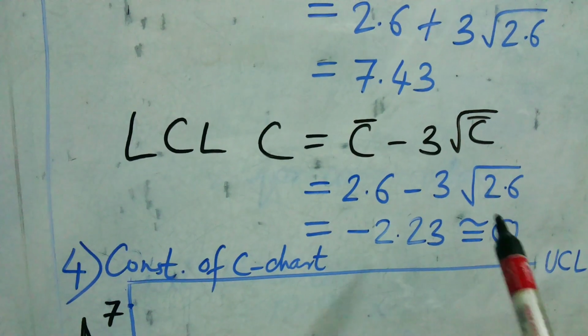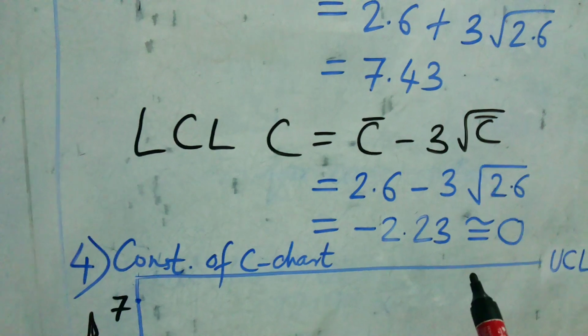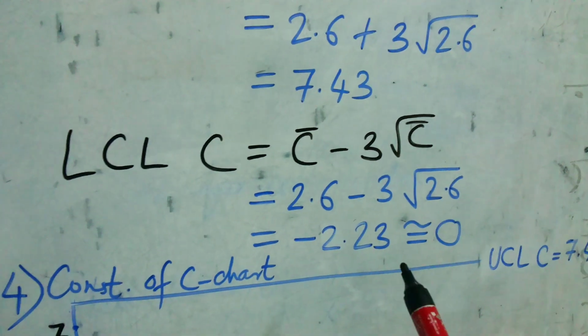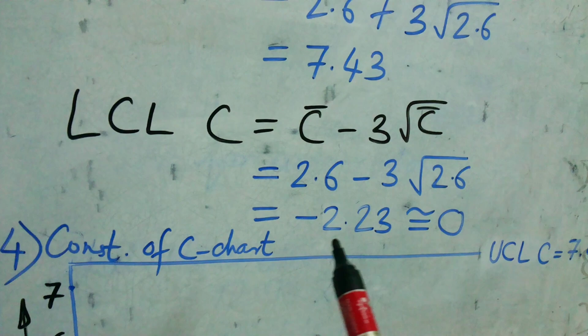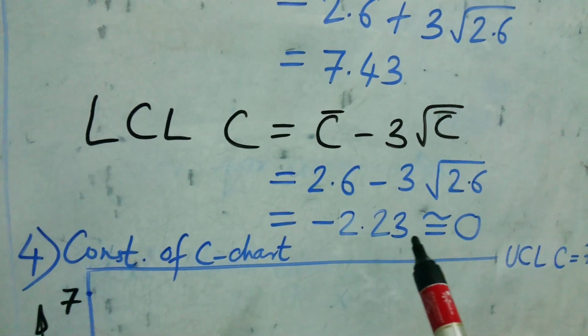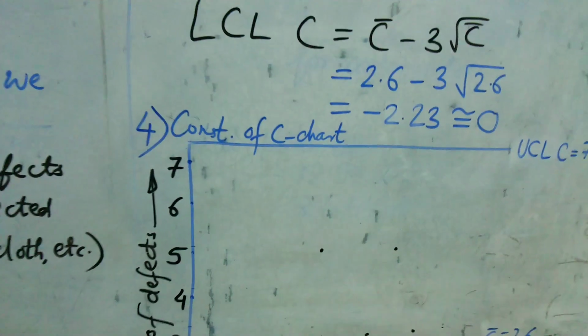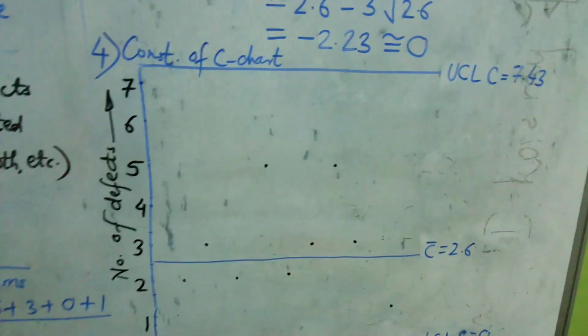This we will take as equivalent to 0, because all our values, the defects, are 0 or above, so we will not go below 0. So instead of minus 2.23, we have taken it as 0. Then, step number 4, we need to draw the C chart.